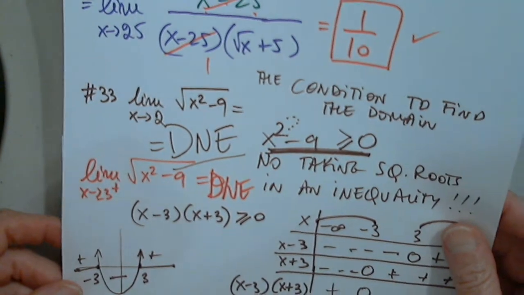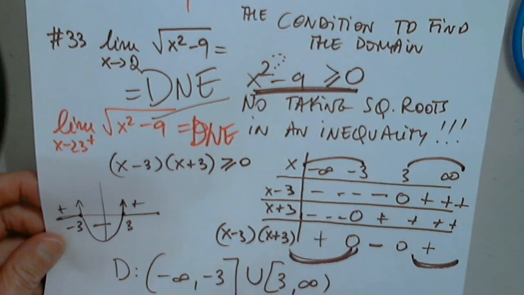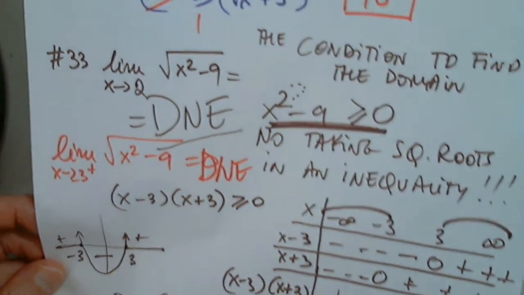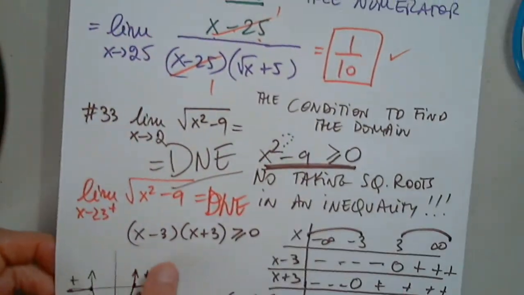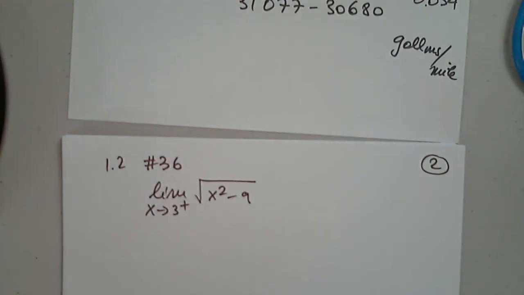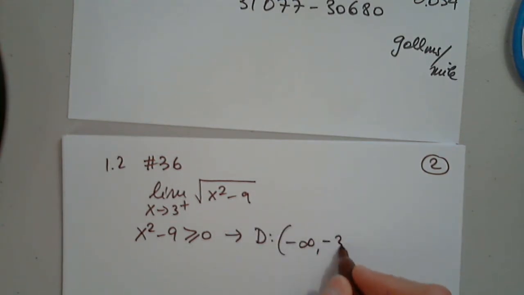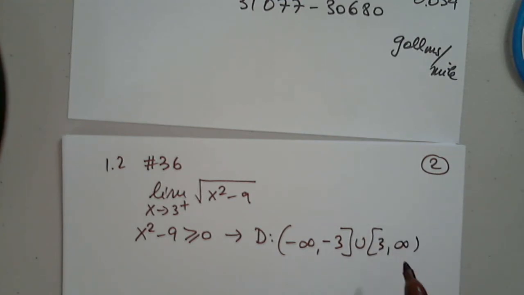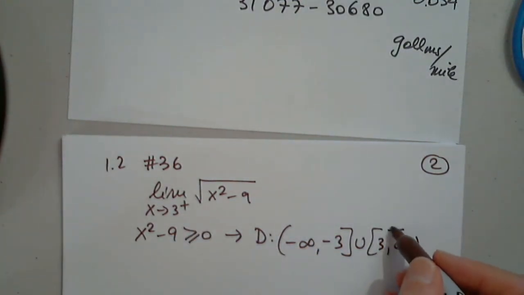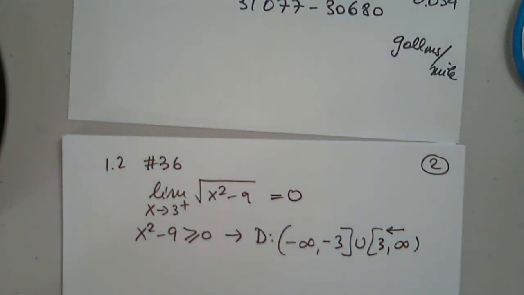Okay. Have you looked at this? So you know that the domain of this function is negative infinity to negative 3 and 3 to infinity, right? Okay, so x squared minus 9 must be greater or equal to 0 implies that the domain of this function is negative infinity, negative 3, union 3 to infinity. So 3 from the right is here. The function is defined. When you plug in, you get 0, and the limit is 0.